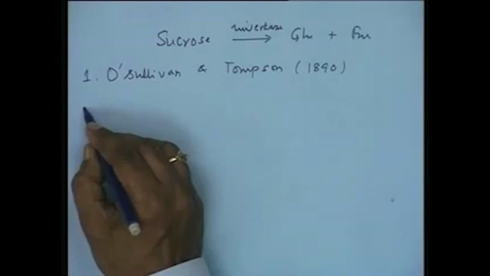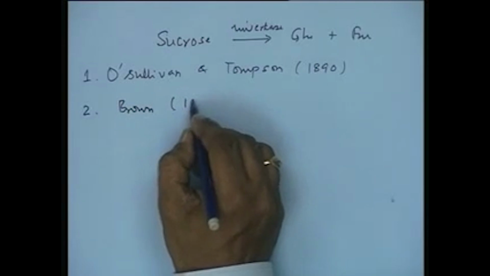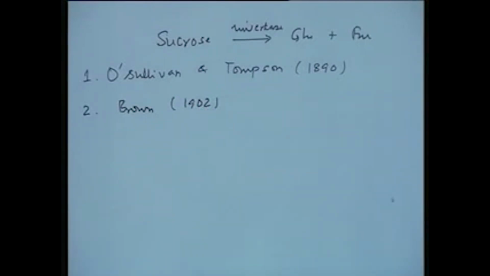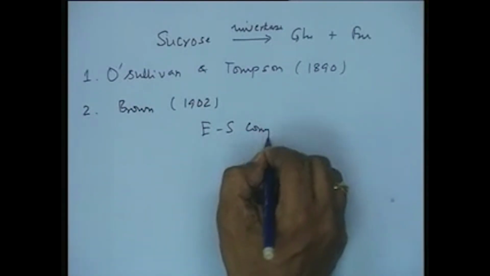Then the second major kinetic observation came from Brown, also in the early 19th century, and he proposed essentially for the first time the concept of an enzyme-substrate complex.